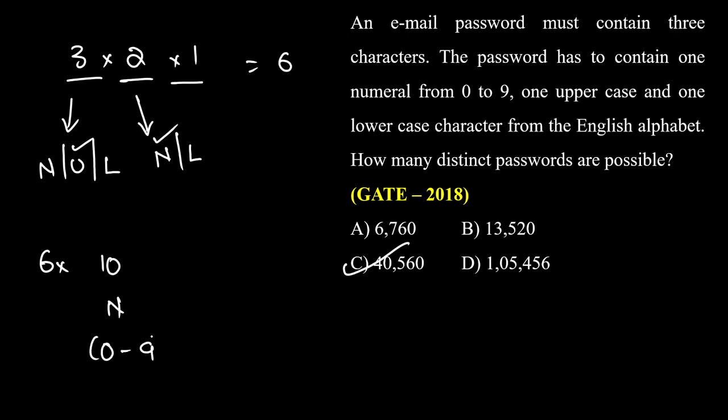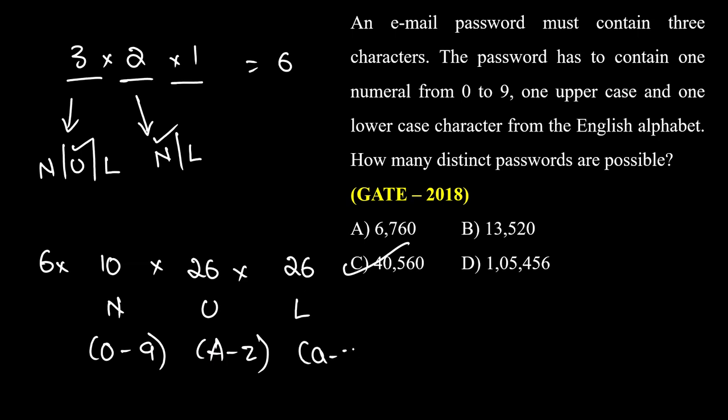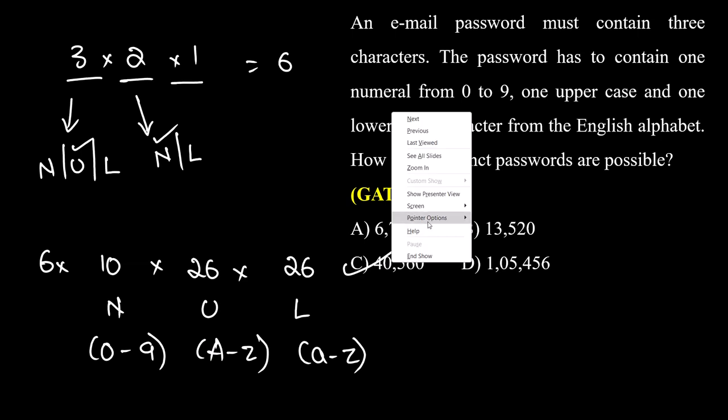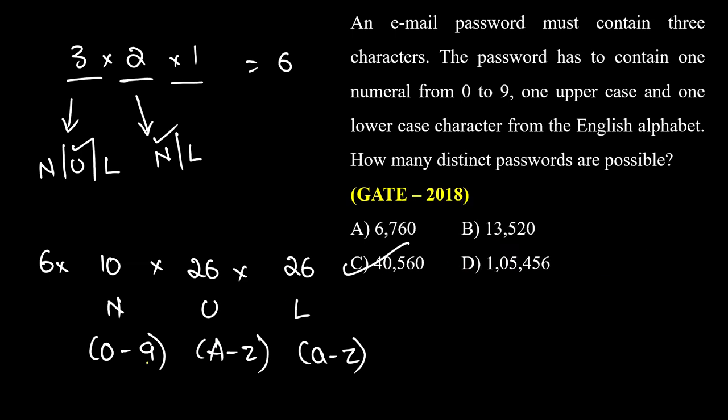If I start the password with a digit, 0 to 9 are all allowed. Then uppercase is 26, capital A to Z. Lowercase is 26, small a to z. And again, no worry regarding repetition. Uppercase and lowercase are different. In fact, when they do not mention it for a password, repetition is allowed by default. So 6760 into 6. That extra 6 here. You people are giving 6760 in this case. 10 into 26 into 26, and this extra 6 is missing.